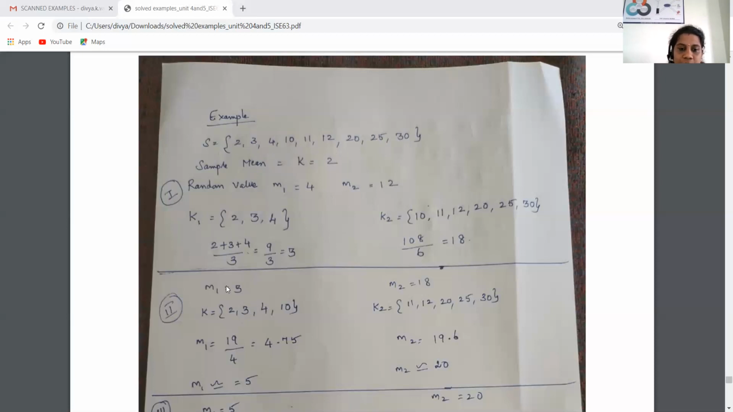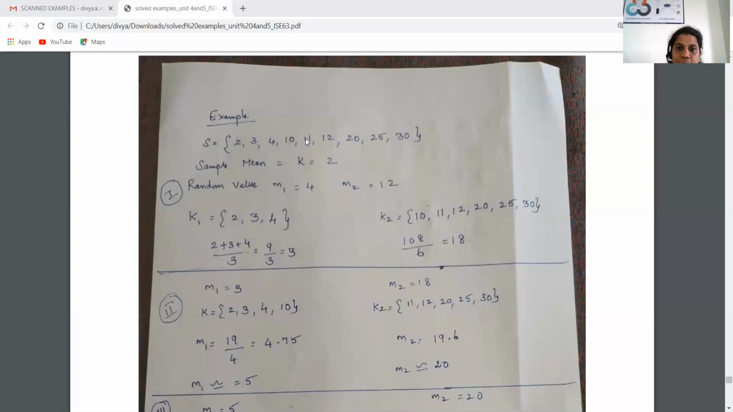If I take m1 equal to 3 and m2 equal to 18, and take the first point 2, we check whether 2 is near to 3 or near to 18. Obviously 2 is near to 3, so we add that in the first cluster. Take the next point 4, whether 4 is near to 3 or near to 18. 4 is near to 3, so 4 will be added into the first cluster. Next is 10. Whether 10 is near to 3 or near to 18, it is near to 3, so 10 is also added in this particular cluster.